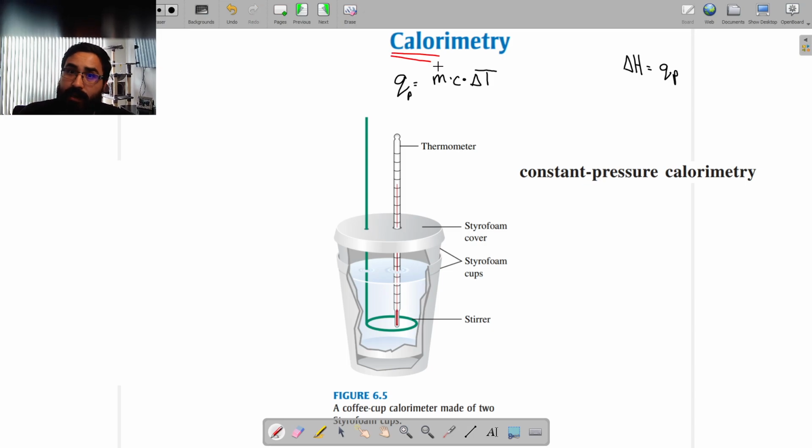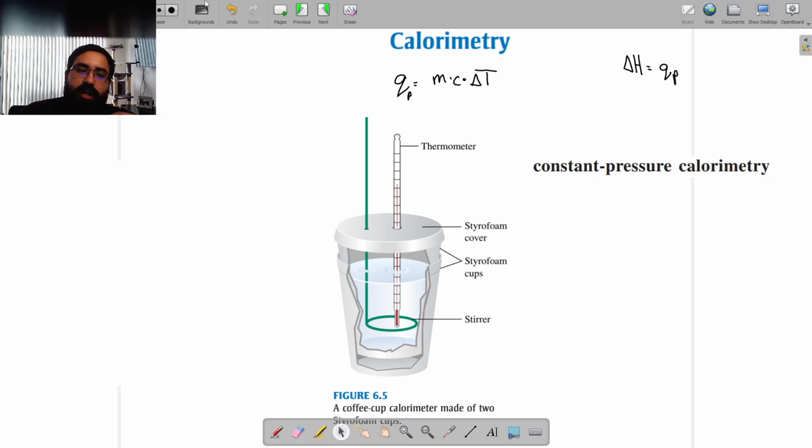Calor, heat, like caliente, heat. And then meter, as in it measures that. So it measures the heat of a chemical reaction. Now, if we do this under constant pressure, that gives us our delta H, and delta H is going to be a very important value when we cover thermodynamics.